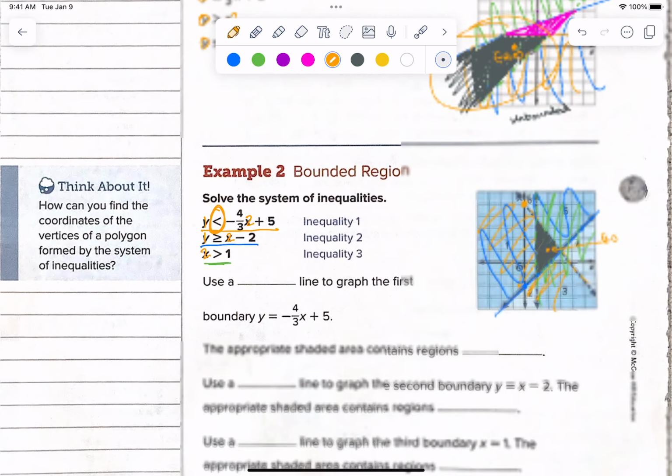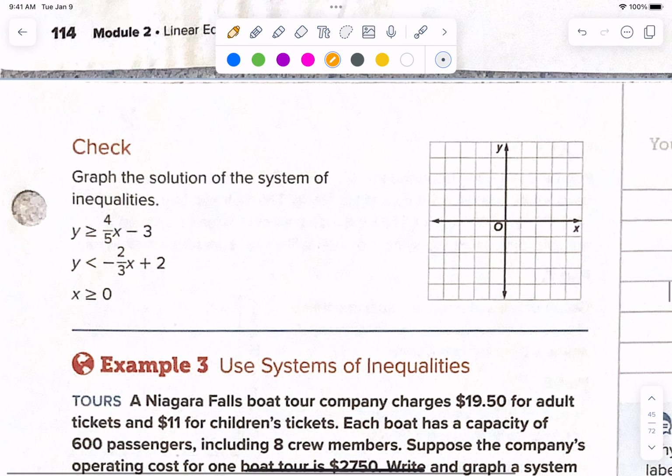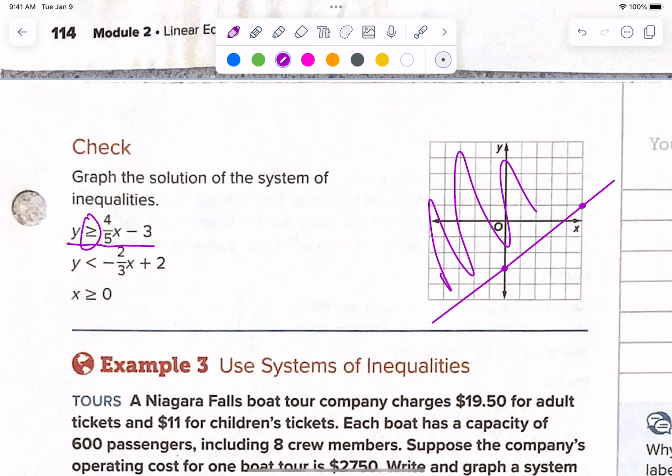Good? All right. Let's do this one together. Check the graph of the solution system. Okay, first one. Start at -3. And then we go up 4, over 5. 1, 2, 3, 4, 5. Okay, you graph him also. Up 4 over 5 from -3. Is he going to be solid or dotted? Solid, because he's equal to. Shade above. All right, are you guys following along? Yep. Greater than, shaded above.